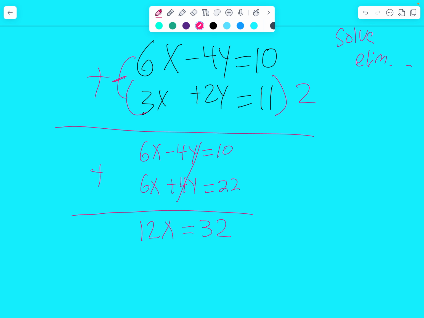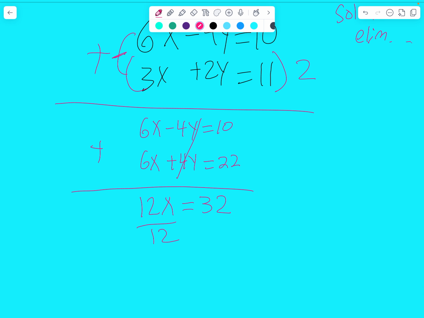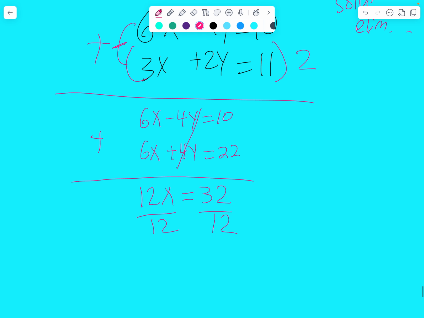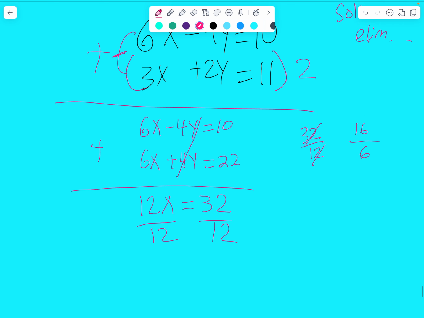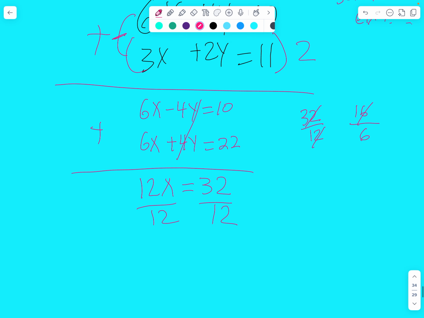I'm going to divide both sides by 12. Okay? Because I don't want to know what 12x is, I got to know what just x is. I have 32 over 12. I'm going to divide both sides by 2. What's 32 divided by 2? 16. What's 12 divided by 2? 6. What's 16 divided by 2? 8. What's 6 divided by 2? 3. I have 8/3. So I have x is equal to 8/3.